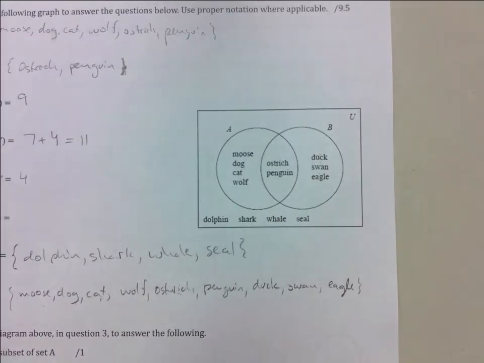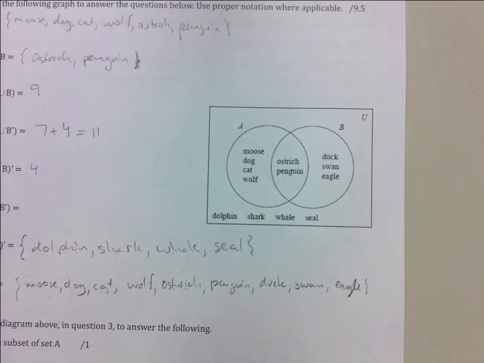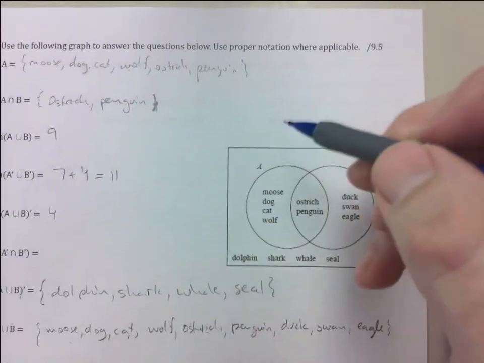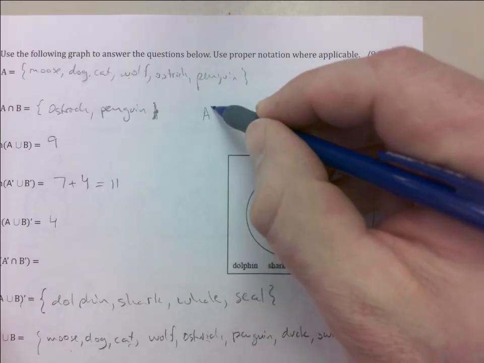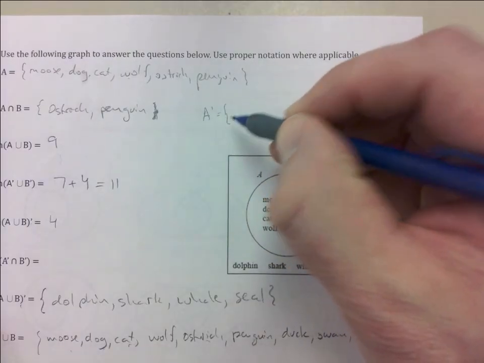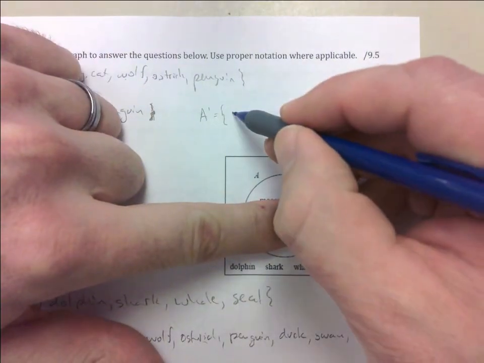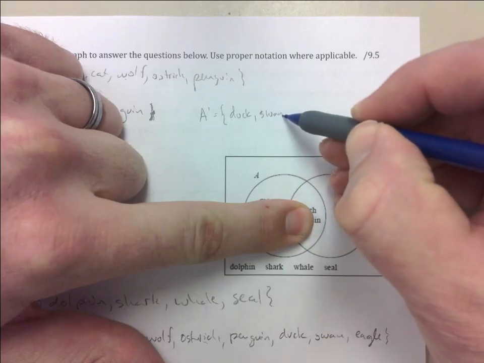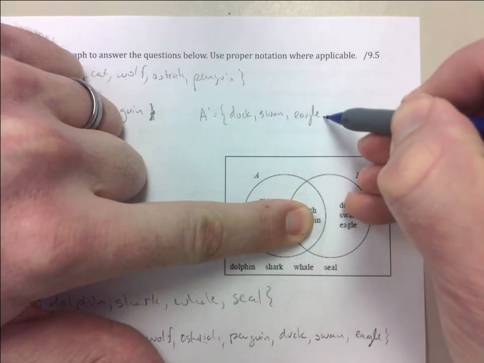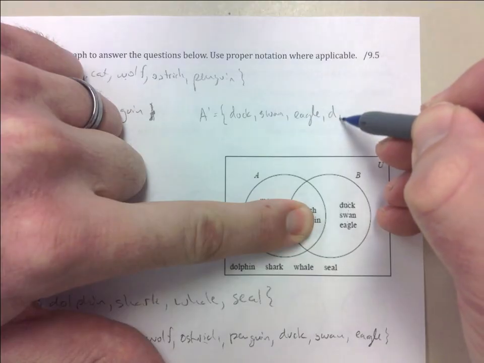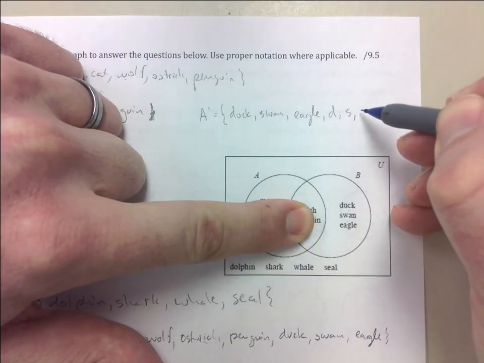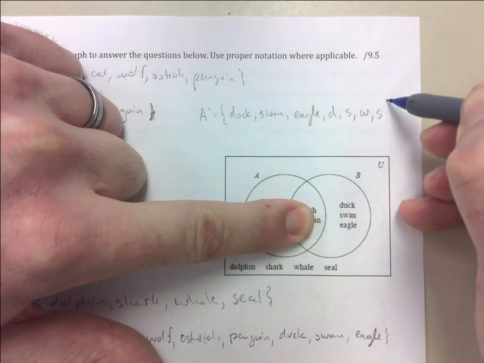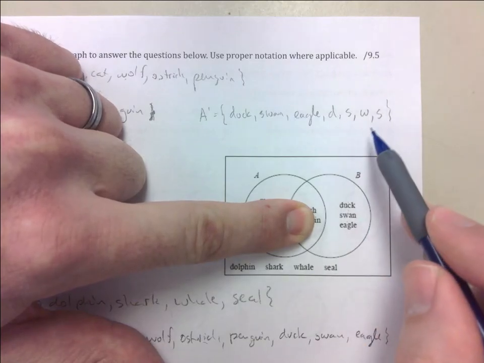Okay, let's do a thing here. This is the exam. You're like, I can't envision this. Okay, here, watch this. Let's come up with not A. Let's actually write it out. You're going to go duck, swan, eagle, dolphin, shark, whale, seal. I'm cheating somewhat, right? You can tell that I'm cheating somewhat.